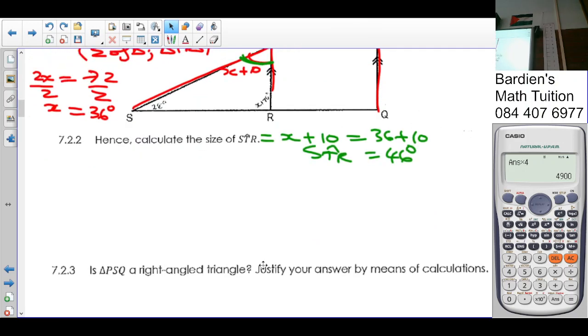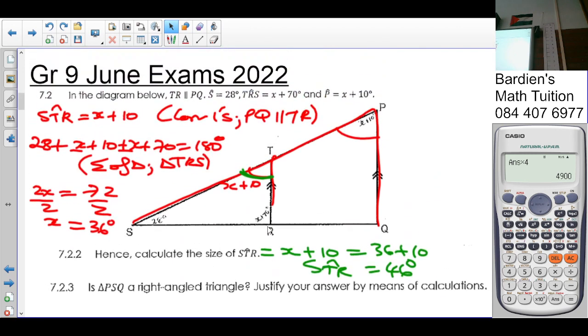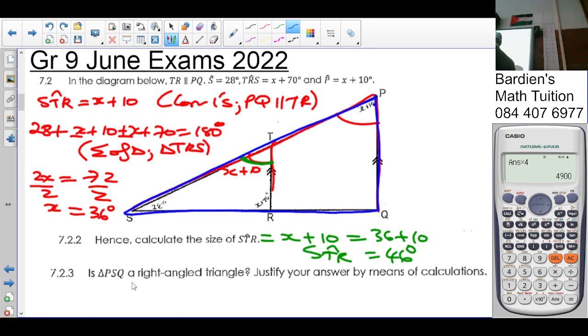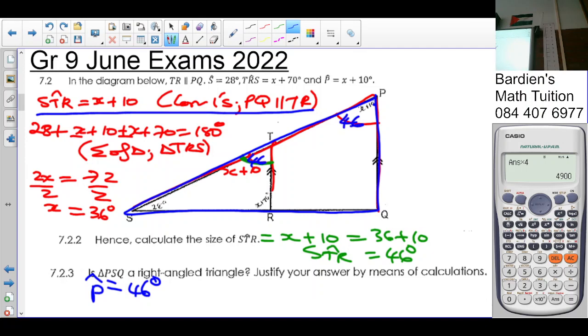Okay. Then the question says in 7.2.3, is PSQ a right angle triangle? Okay, so for this to be a right angle triangle, one of the angles must be 90. But we know that angle P is the same as 46 degrees. Why? Because we know it's corresponding. There's 46. It's the same as this angle here. That is 28. Not so?